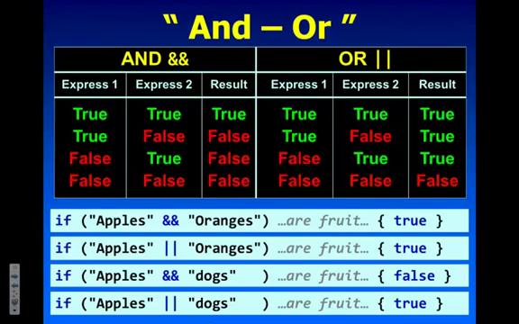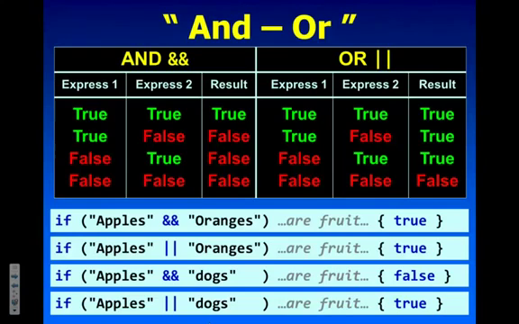Wait a minute, listen to me say it again. If apples or dogs are fruit, is that true? Yeah. Now let me re-sentence it. If apples and dogs are fruit, is that true? No, because "and" requires both of them to be true.